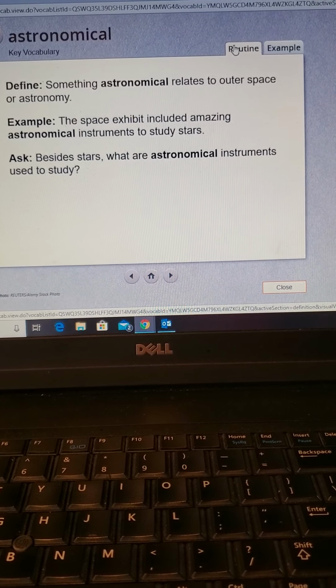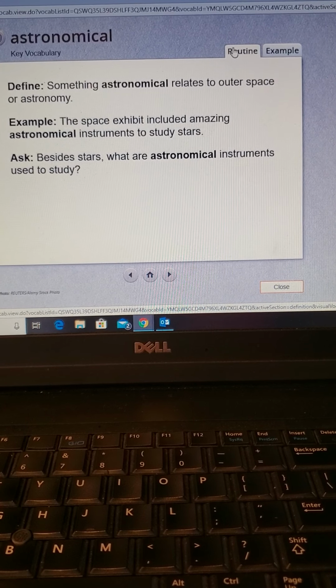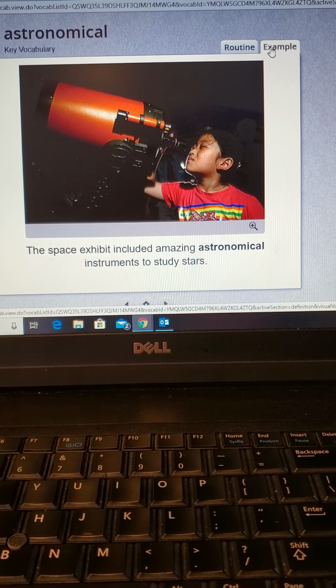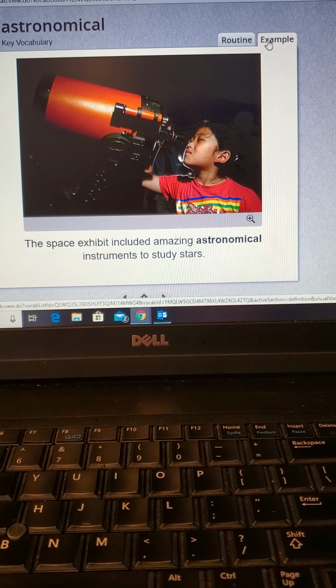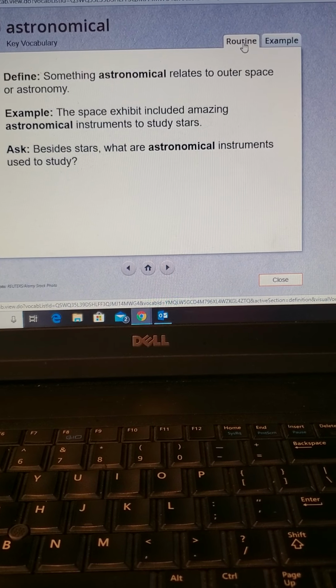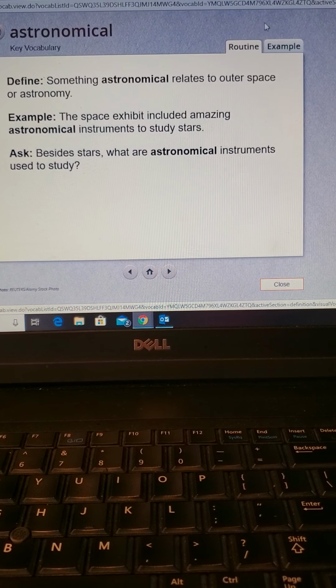Astronomical. The space exhibit included amazing astronomical instruments to study stars. How about I go back and read the definition? Something astronomical relates to outer space or astronomy.